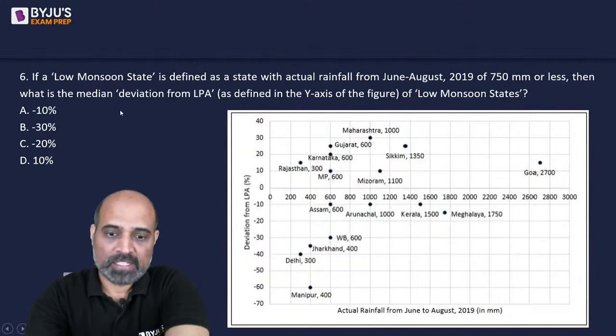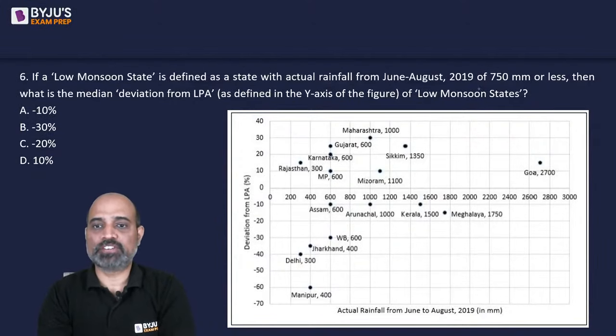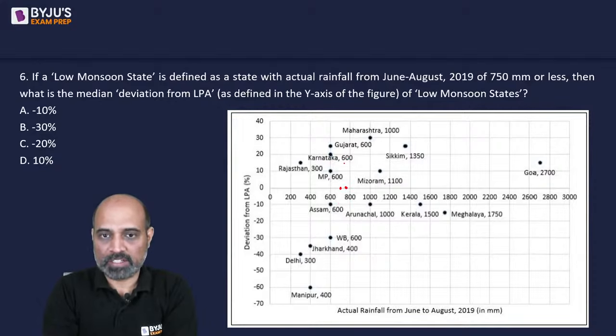Next. If a low monsoon state is defined as state with actual rainfall of 750 mm or less, 750 मतलब ये 700 इधर को होगा, so 750 इधर को होगा. In other words, we will have Gujarat, we have Karnataka, MP, Assam, West Bengal, 400, 300, 400, 300.